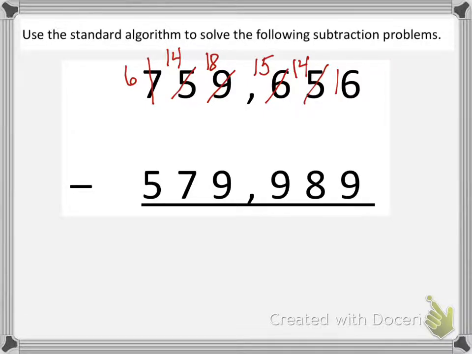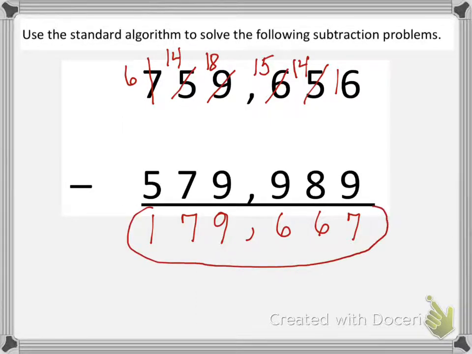So let's start with the ones. 16 ones take away 9 ones is 7 ones. 14 tens minus 8 tens is 6 tens. 15 hundreds take away 9 hundreds is 6 hundreds. Don't forget your comma. 18 thousands take away 9 thousands is 9,000. 14 10,000s take away 7 10,000s is 7 10,000s. And 6 100,000s take away 5 100,000s is 100,000. So our answer is 179,667.